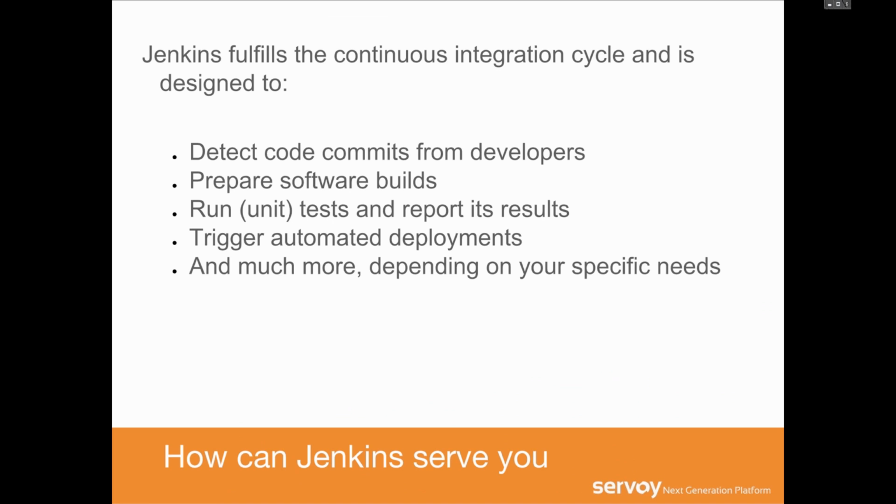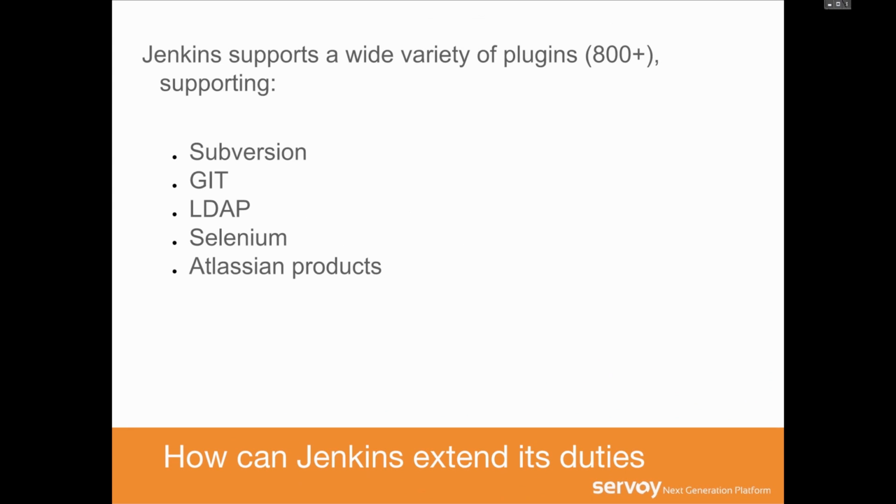Because the nice thing about Jenkins is it supports a wide variety of plugins. They say it's about 800 plus. I didn't count them, but I can tell you it's really a lot. I'll just mention a few things that are supported by Jenkins. You can think of Subversion or Git or authentication through LDAP. It also supports Selenium for UI testing, and also a number of Atlassian products. You can think of Jira, for example, or Confluence. It supports those, but it supports much more.